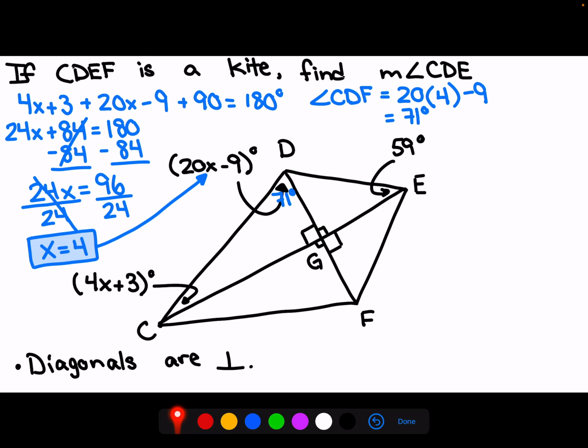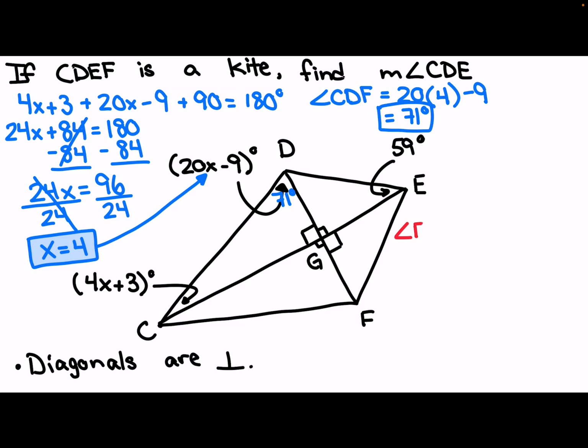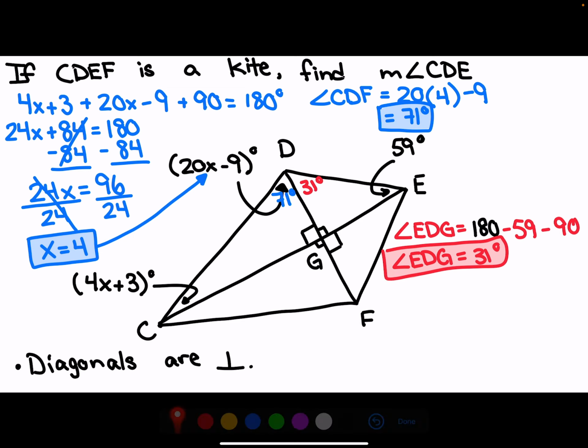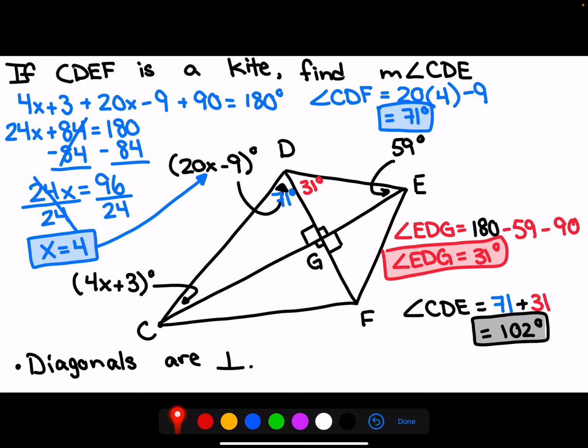So for angle EDG, I'm going to do the same thing. 90 plus 59 plus angle EDG equals 180 degrees. Now if I manipulate that a little bit, angle EDG is equal to 180 minus 90 minus 59. That will give me, when I subtract all of those, 31 degrees. So if I want angle CDE, that's our goal, I just combine 71 and 31 to give me 102 degrees total.